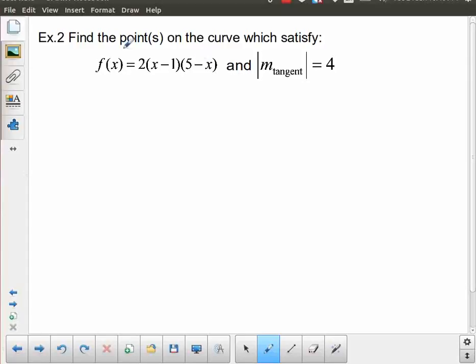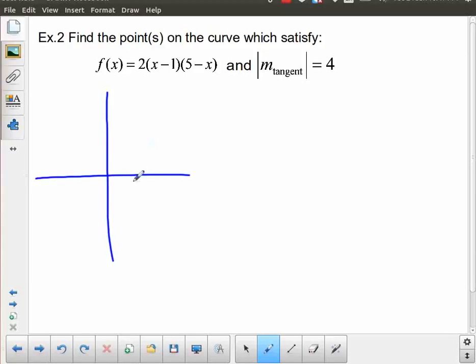Next example, find the points on the curve which satisfy the following: the equation of the curve is f of x equals 2 times x minus 1 times 5 minus x, and the absolute value of the slope of the tangent line is equal to 4. So let's get an idea, first of all, when we look at this curve. A quick sketch of the graph.